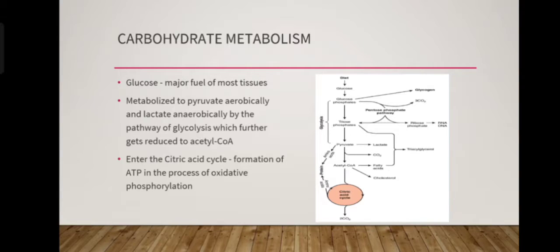Now the second topic is carbohydrate metabolism. Glucose is the major fuel in most tissues, and it is metabolized to pyruvate aerobically and lactate anaerobically by the pathway of glycolysis, which further gets converted to acetyl CoA. This enters the citric acid cycle, with formation of ATP in the process of oxidative phosphorylation. Here is the chart of how the diet is converted into glucose and then enters the citric acid cycle.